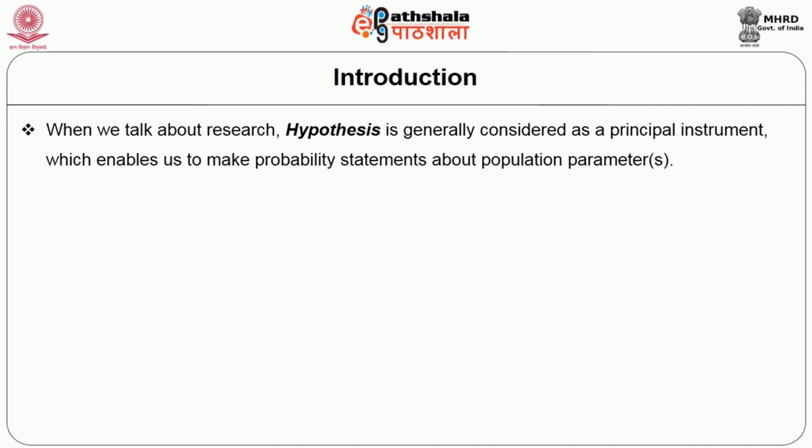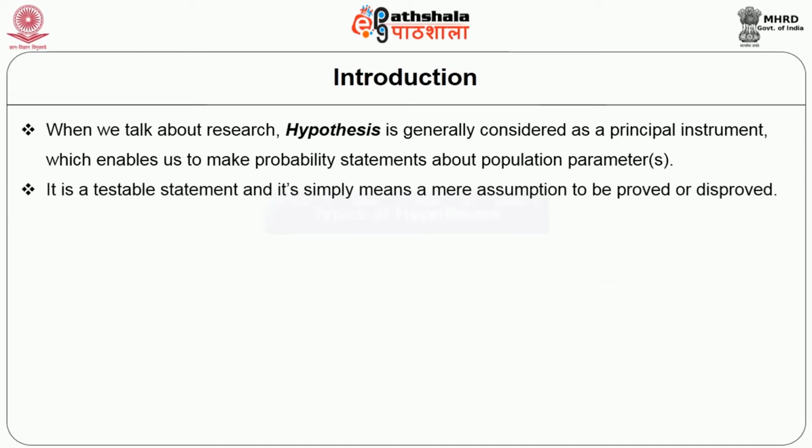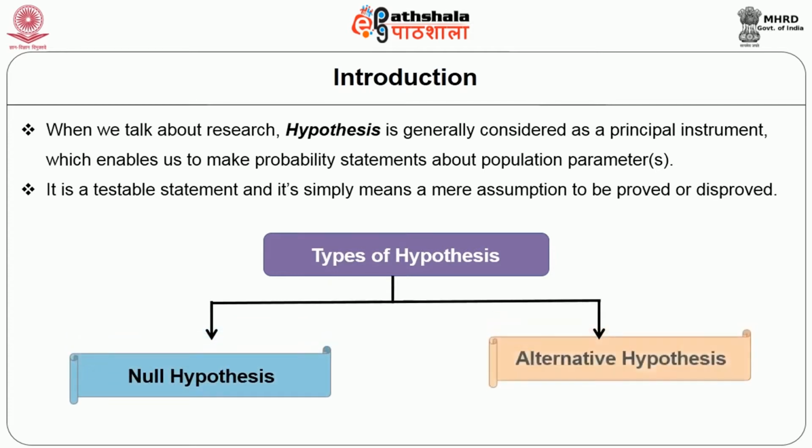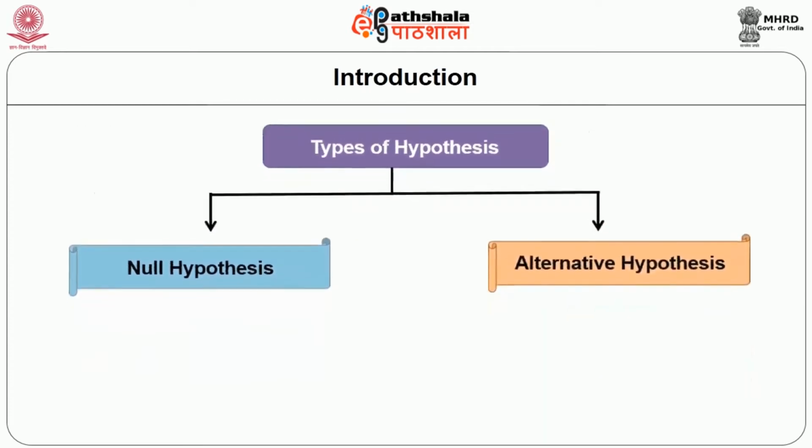When we talk about the research, hypothesis is generally considered as a principal instrument which enables us to make probability statements about population parameters. Hypothesis is a testable statement and it simply means a mere assumption to be proved or disproved. Basically, there are two types of hypotheses such as null and alternative hypothesis.